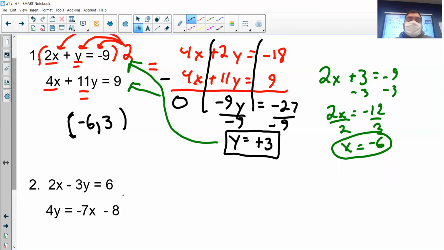Cheryl, what's up? Are you saying when we plug it back in? You want to plug it into the original version. If you plugged it into the 4x plus 2y equals negative 18, you still get the right answer. But because you're making the numbers bigger, it generally is just going to be harder. So you usually want to pick original.